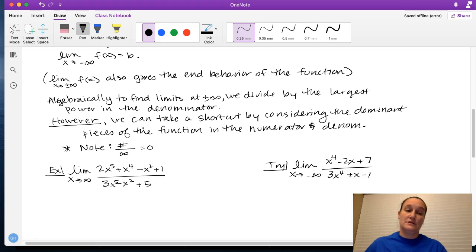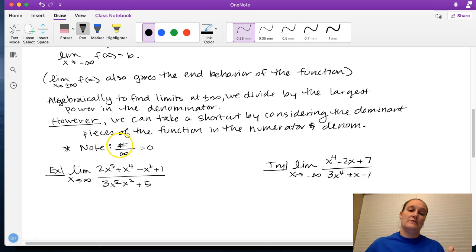You don't have to do that every time. You just consider the dominant part of the function in the numerator and the denominator. And this is kind of a big deal: you need to know that a number divided by infinity equals 0. Now, infinity is not a number. It's an idea that numbers get really big forever and never stop.